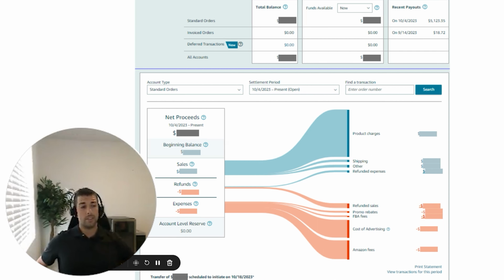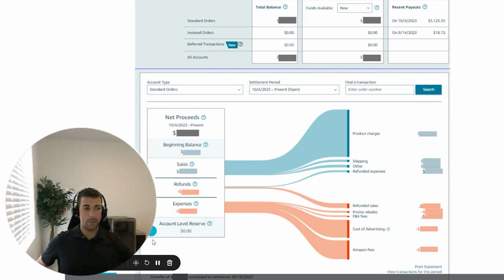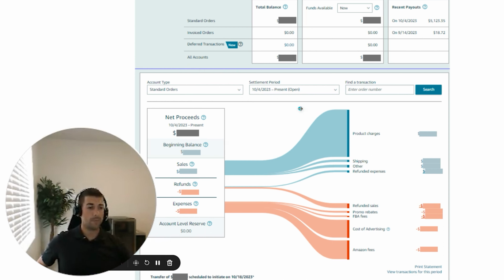So this account has been around for a very long time. They really don't have very many chargebacks, if any. And you'll see they don't have much of an account level reserve, if any, right now. And if I went through their previous history, sometimes they have a little bit here and there, but it is about 1% of sales or less. How to avoid an account level reserve.